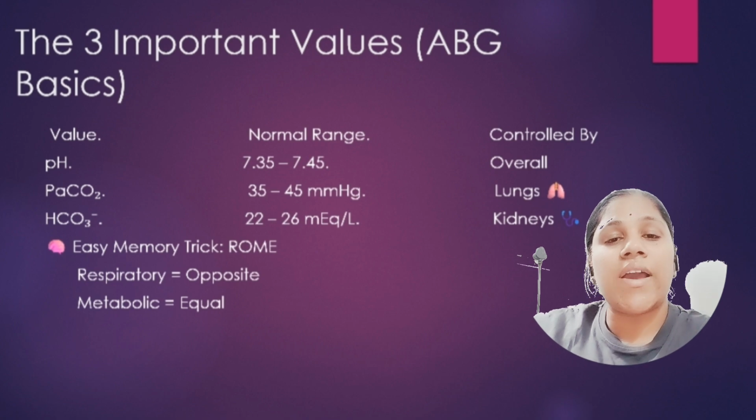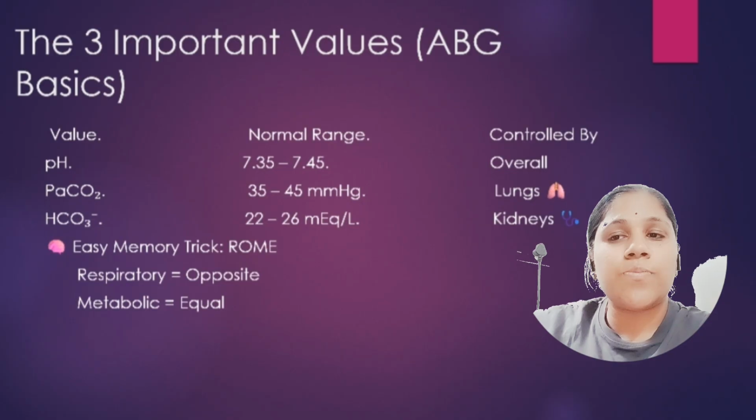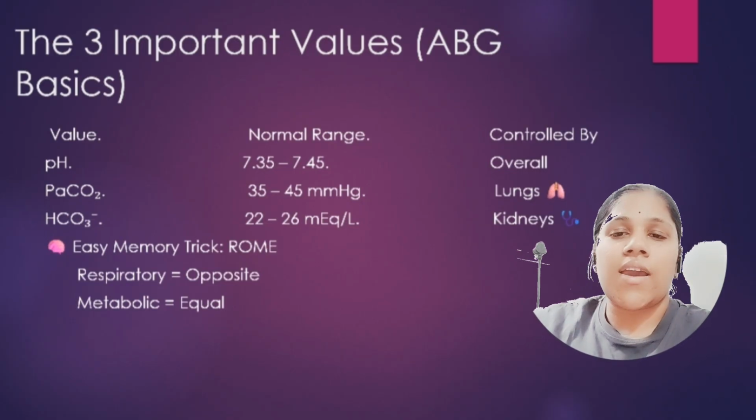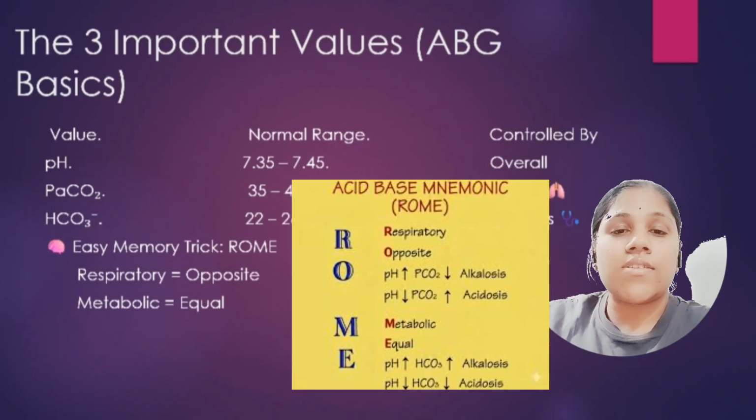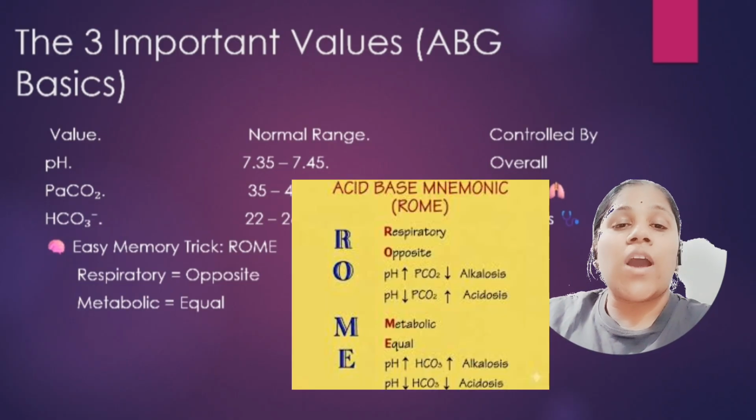And next one is the bicarbonates. The value is 22 to 26 milliequivalents per liter. It is maintained by our kidneys. And the easy memory trick is ROME, that is respiratory opposite and metabolic equal.